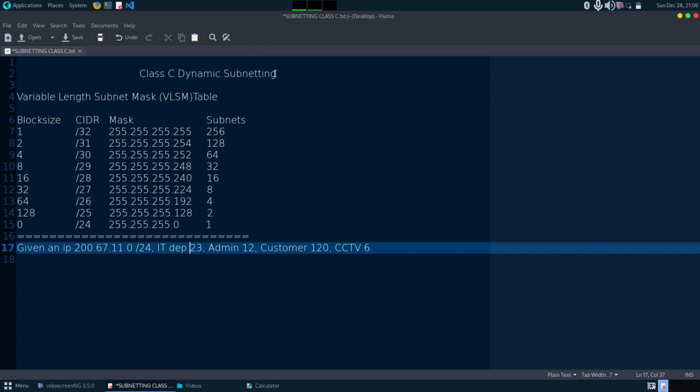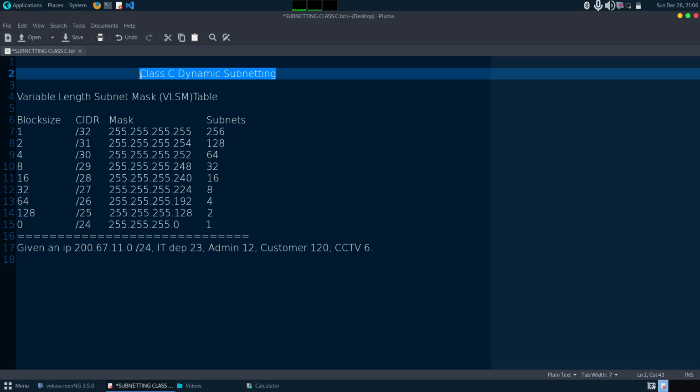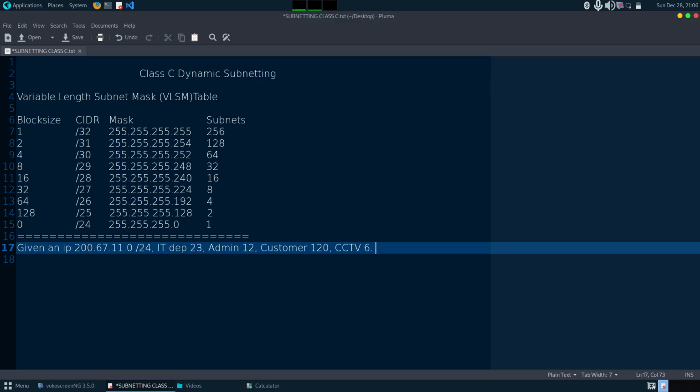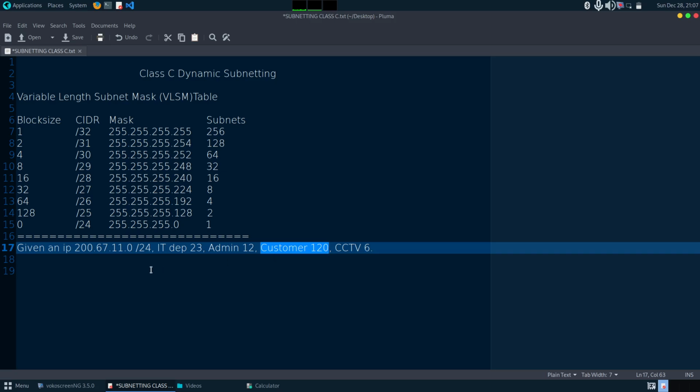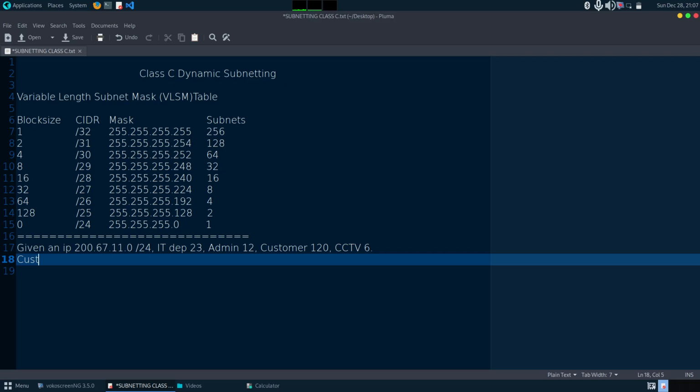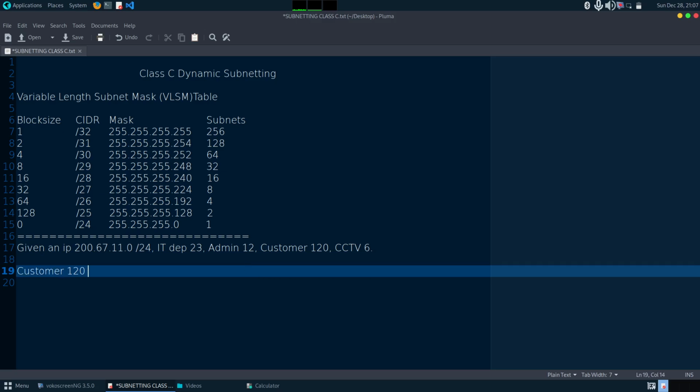That's the reason why I prefer dynamic subnetting, because it gives us the privilege to create more subnets and also give block sizes in accordance with what the department requires. Therefore, when you're subnetting, start with the highest going to the lowest. Which one is the highest here? We have customer, which has a lot of hosts. So customer has 120 hosts.